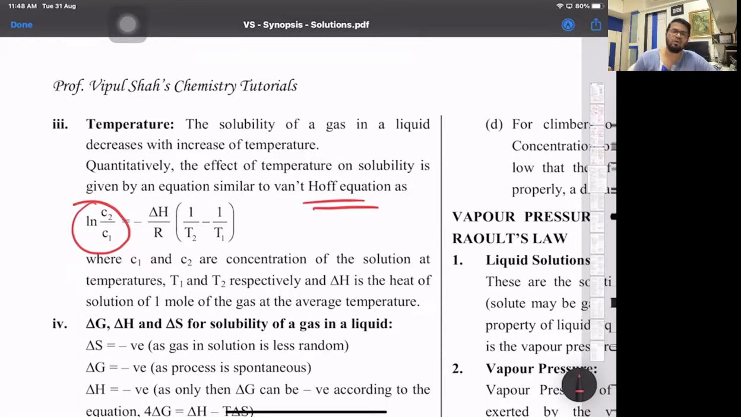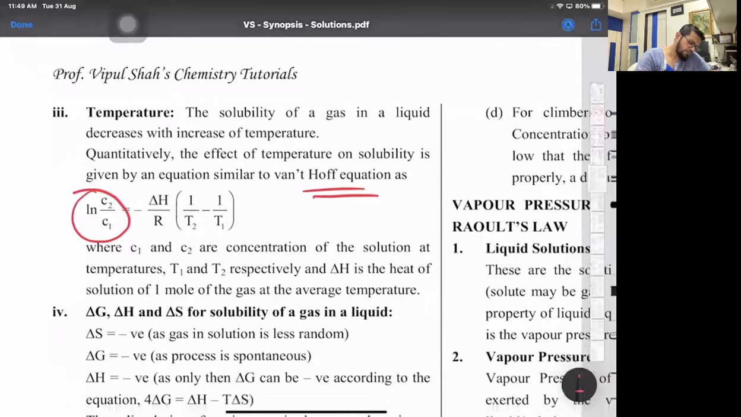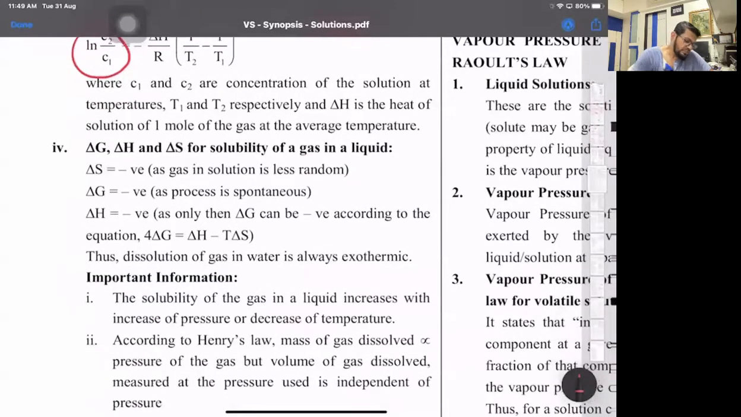That's 8.314 in terms of joules, or 0.08206 in terms of liter atmosphere. And T1 and T2 are the two different temperatures at which the delta H is measured. That is one part. Then this is an important one.